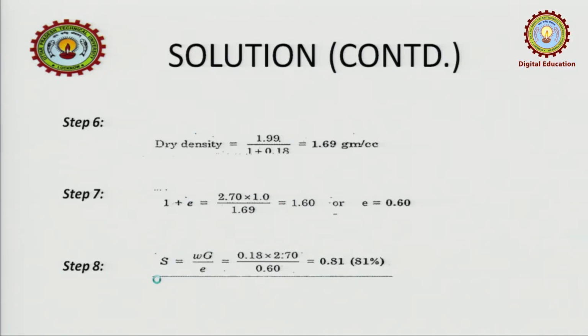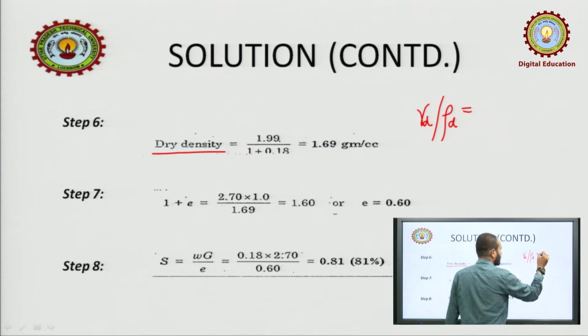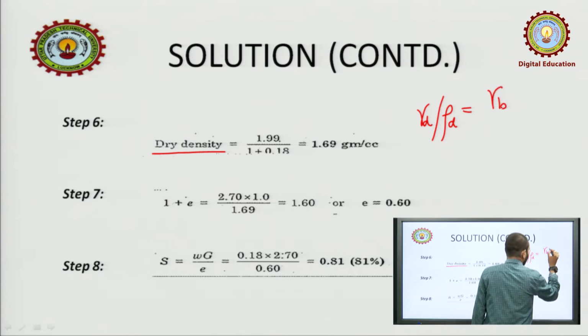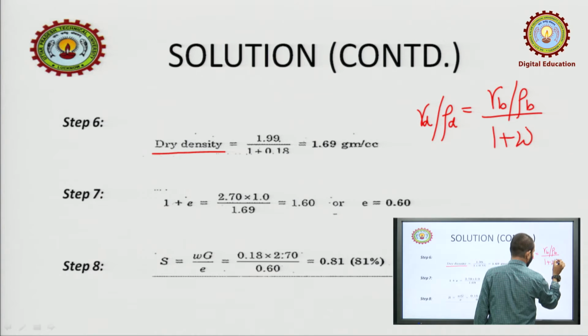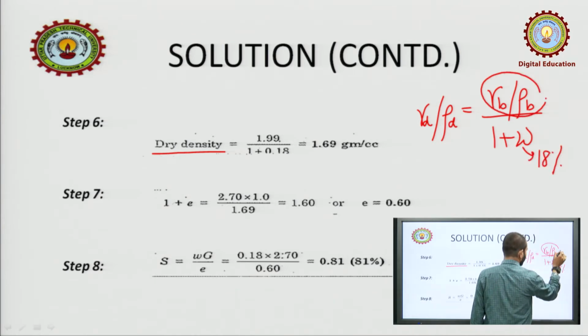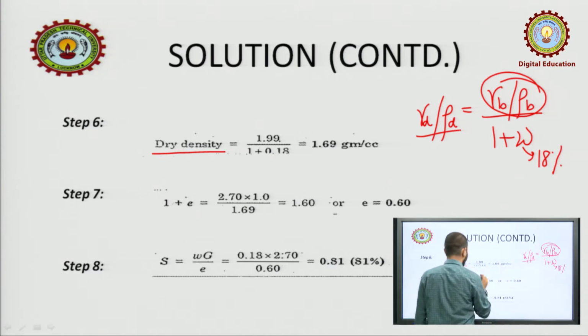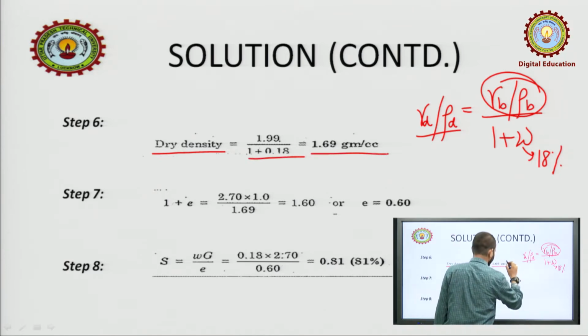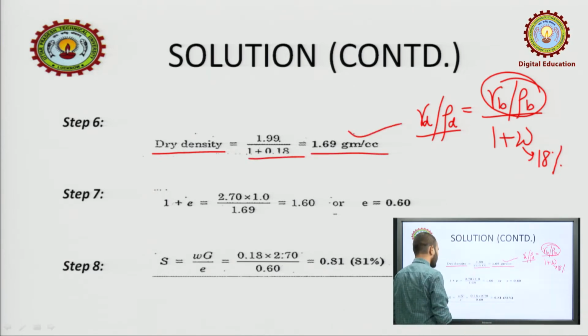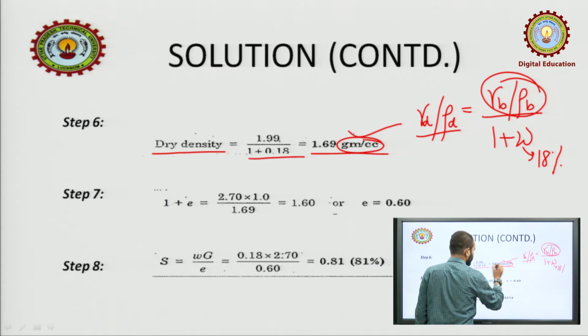Dry density. Now what about dry density? What is the formula, if you remember? Gamma d or rho d is gamma b or rho b upon 1 plus W. W is given as 18% in the question. Gamma b we just calculated, so we can find this. The same is done here also. We get the answer as 1.69. Remember, this is in gram per cc.